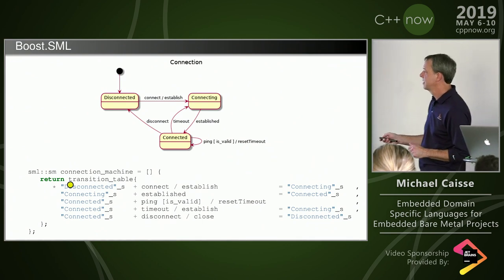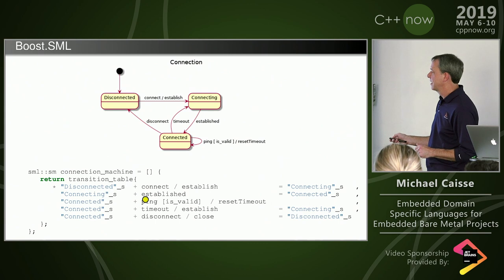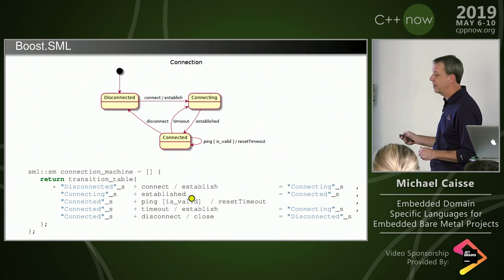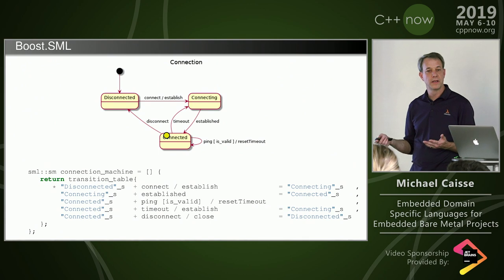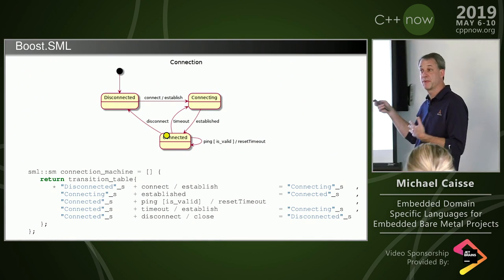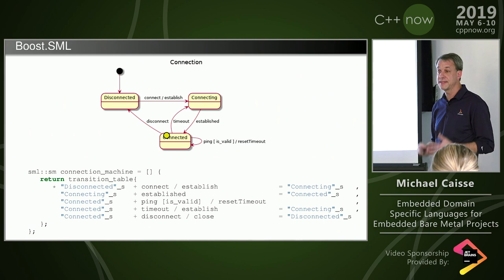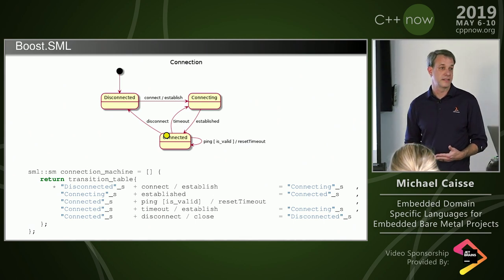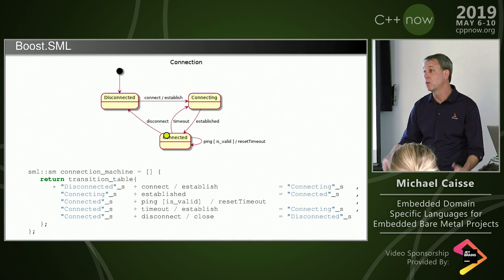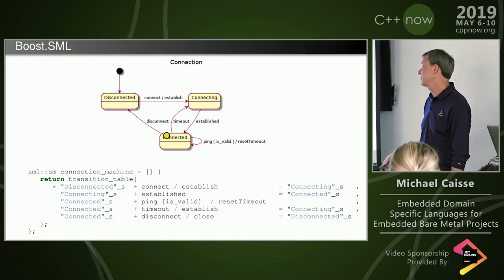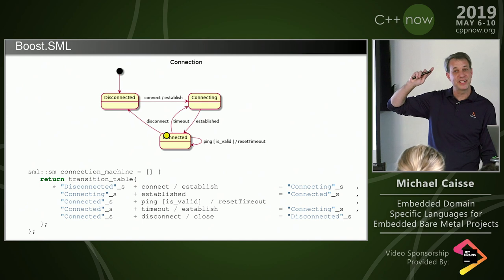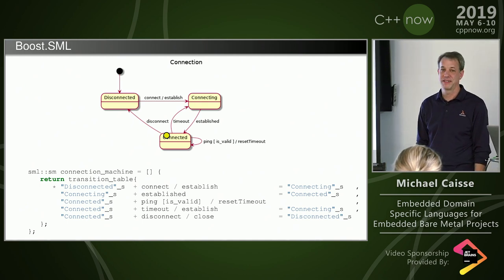Now, if we look at this and we look at the thing below, there's a lot of similarities. Here is the start state, connect slash establish. Here's the event and here's the action, and this is the destination state. Here we have our ping, and this is the guard, and here's the action. The syntax looks very, very similar. So if you're used to UML, it's easy to come to something like this and just be able to read the table and know what it is. This is the idea of the EDSL: we can actually just write what we want and not have to write this as a switch statement. I mean, even this simple thing as a switch is going to be horrible.